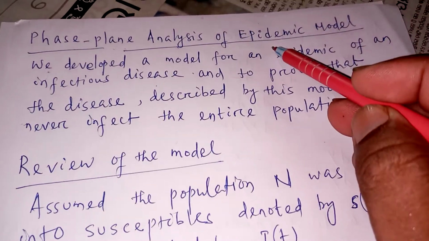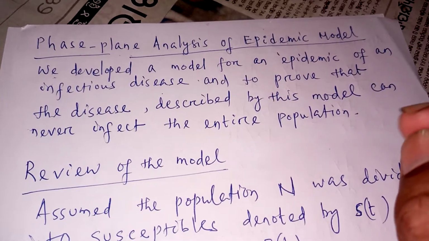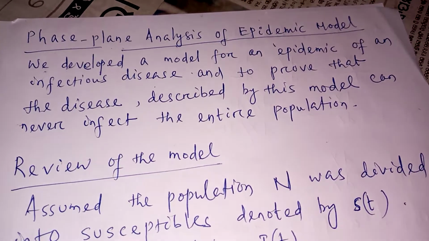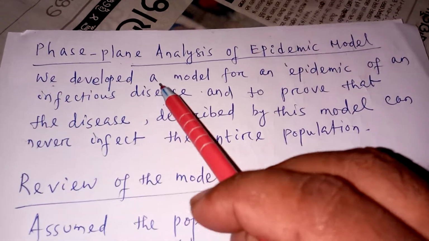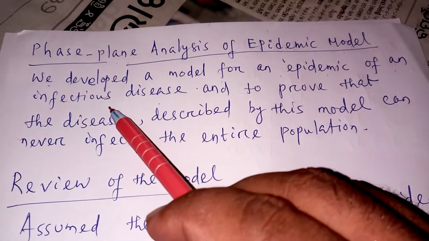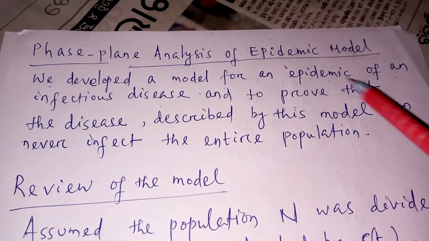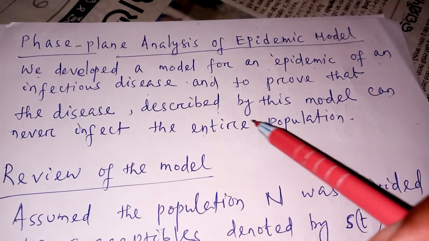And what do you mean by epidemic? Epidemic means sankramit rog, an infectious disease. The disease jumps from one body to another body. And we have to develop a model. We developed a model for an epidemic of an infectious disease, and to prove that the disease described by this model can never infect the entire population.